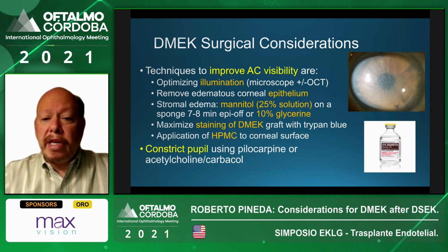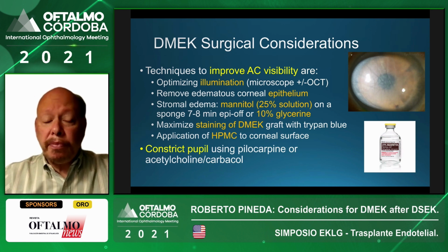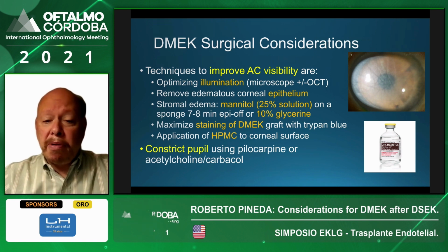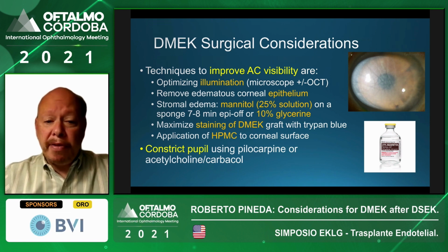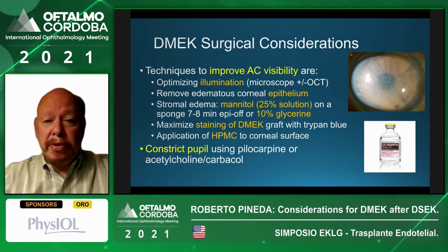Dr. Gupta mentioned using 10% glycerin applied to the cornea. I also use mannitol, just taking it directly out of the bottle, a 25% solution, and placing it on a sponge. Likewise, will also help clear the cornea. And you want to maximize the staining of your DMEK graft with trypan. Sometimes if you remove the epithelium, applying the hydroxypropyl methylcellulose on the corneal surface can be helpful. And as for most DMEK surgeries, we like to constrict the pupil to prevent the graft from going posteriorly.